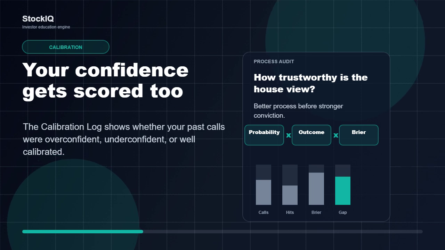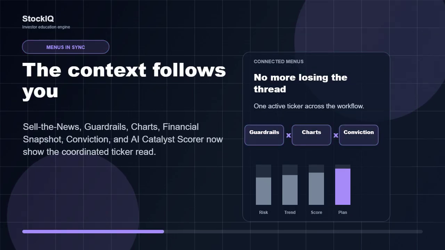Then the calibration log asks a different question. How trustworthy has your own house view been? If your past calls are running overconfident, StockIQ tells you to demand stronger evidence before acting. If your calls are underconfident, it tells you that you may be passing on real edges. That is important because a house view is only useful if it is calibrated. The goal is not to predict perfectly. The goal is to stop pretending every confident idea has the same quality.